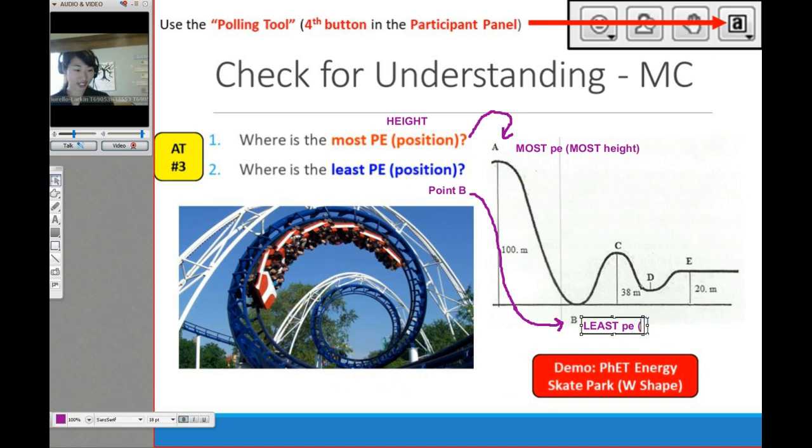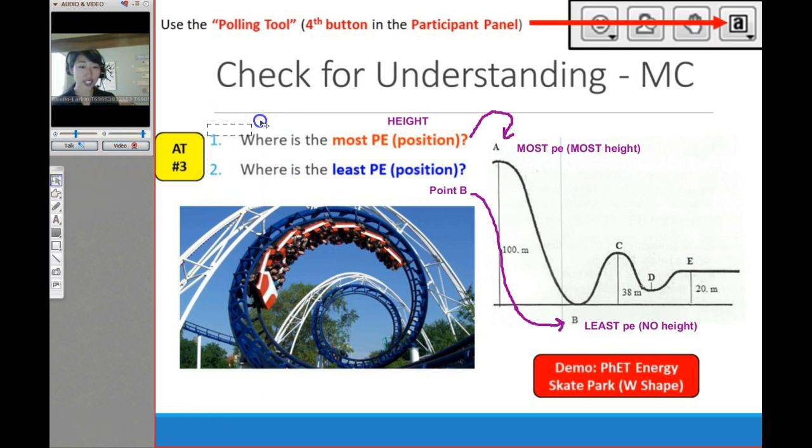Awesome. I see an answer from Israel. I see Dorian typing, Ireland typing. Yeah, it's the lowest height, right? Basically, it has no height, right? So it has the least potential energy because there's no longer any height. All right, smiley faces if you guys feel good about that.